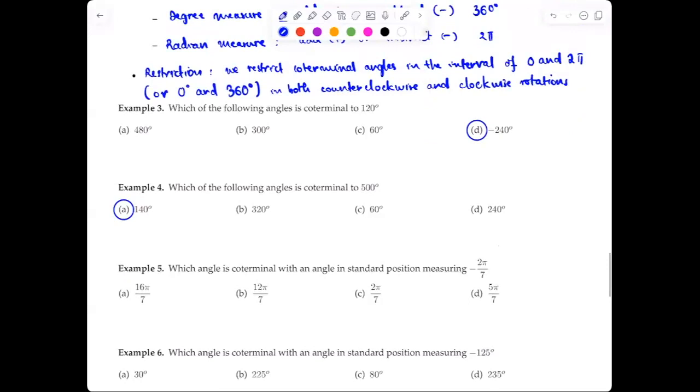So let me write down a little more detail here. 120 plus 360 gives you 480 degrees, out of the restrictions, so that's not a choice. You also do 120 minus 360 degrees, equal to negative 240 degrees. So that is the answer. For example 4, 500 degrees minus 360 degrees equals 140 degrees, and that is the answer.